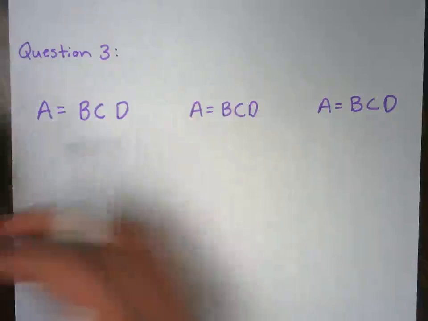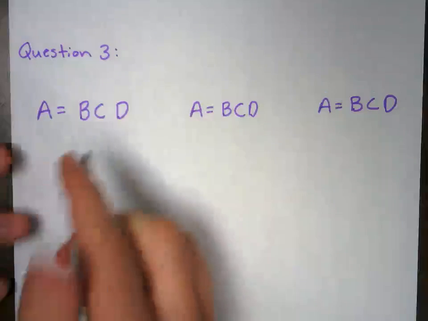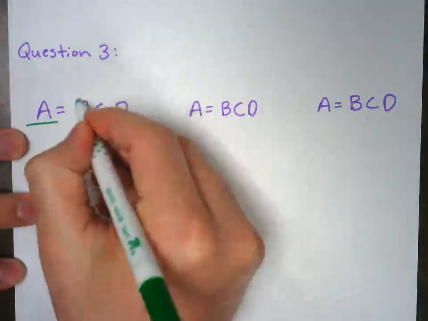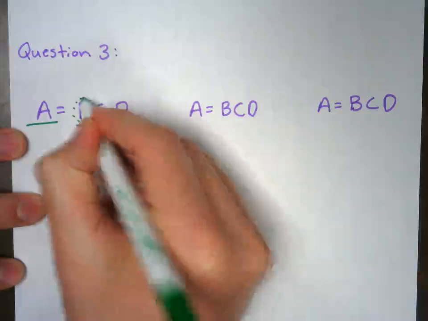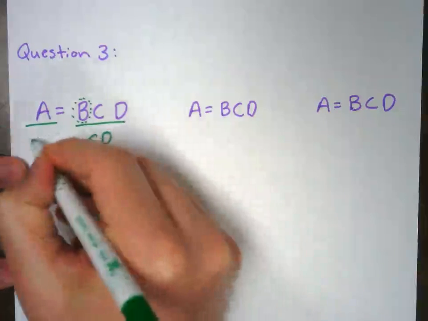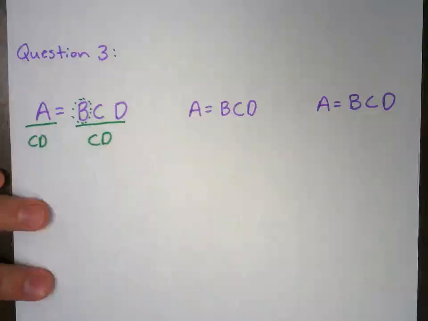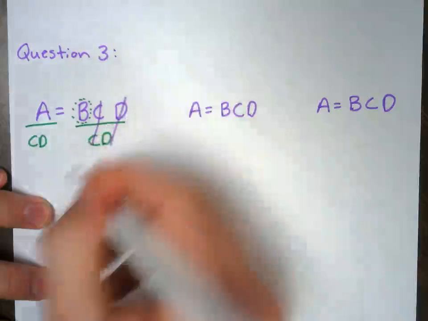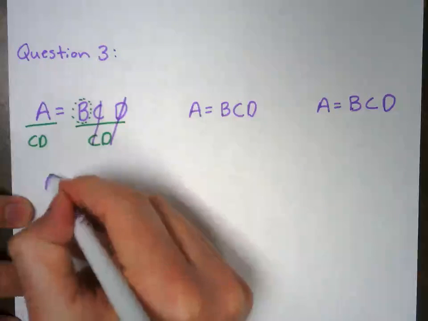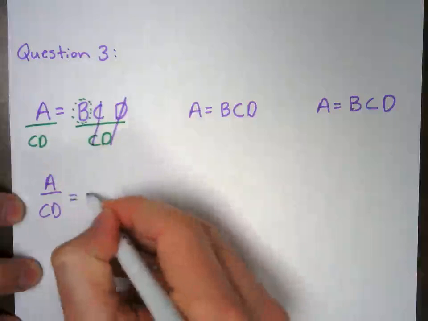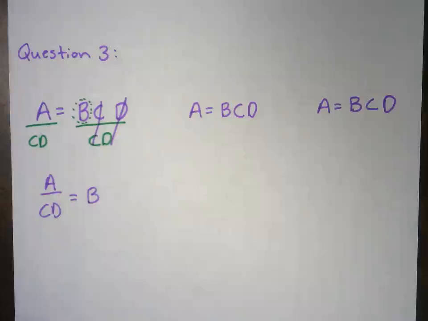In order to break up multiplication, you have to divide. So you're going to divide both sides. If we're trying to solve for B, we're going to divide by CD. CD. And so what happens there is the C and the D cross out, and you're left with A over CD equals B. And we just solve for B.